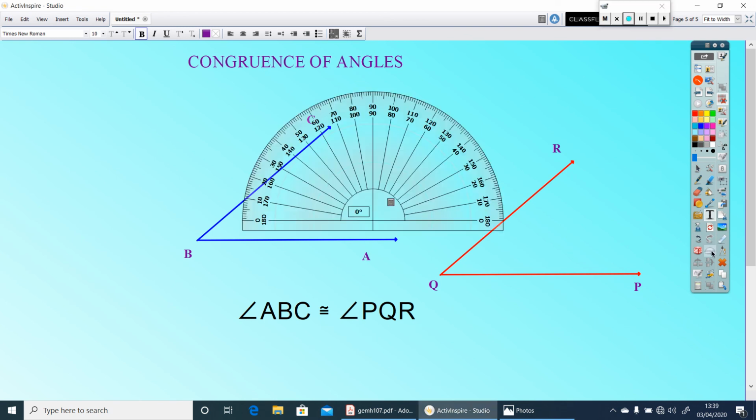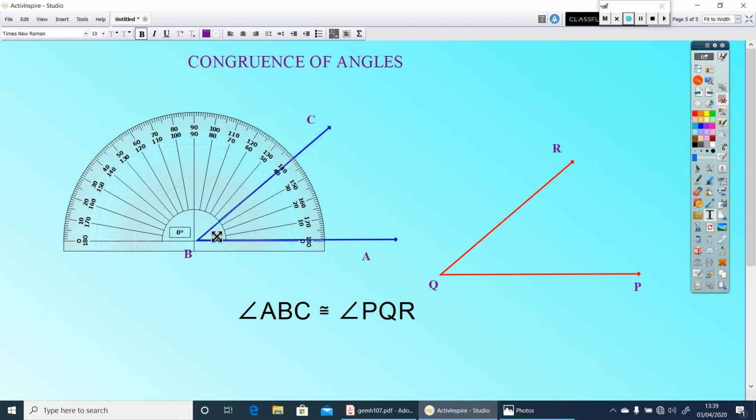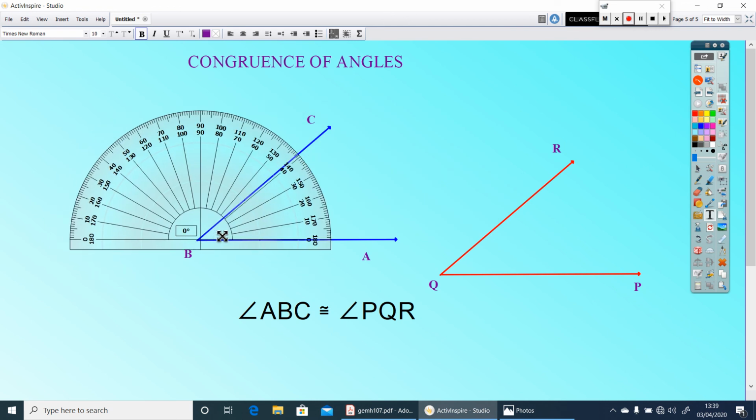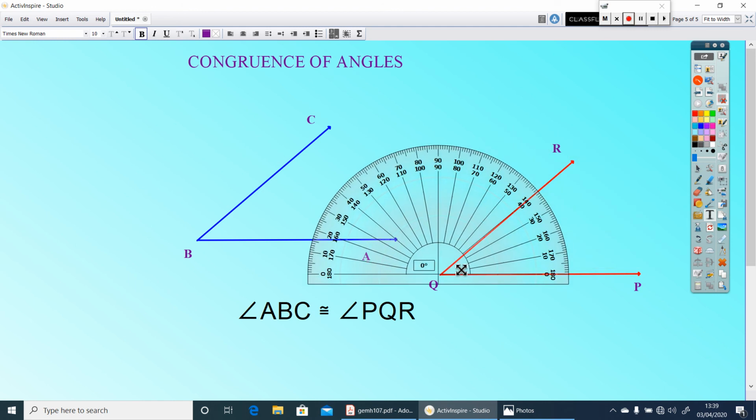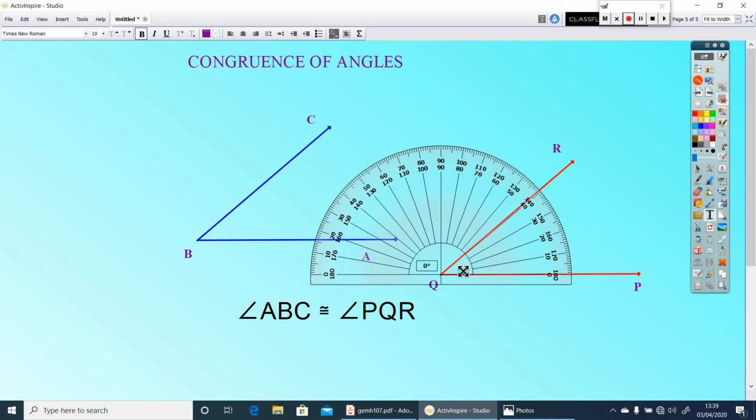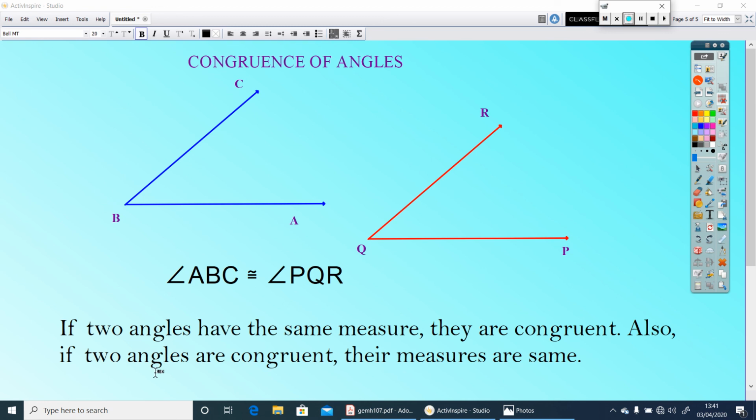Now let us see by using measurements here. Angle ABC is 41 degrees. Now if you measure angle PQR, that is also 41 degrees. This means that two angles are congruent if their measures are equal. So if two angles have the same measure, they are congruent. Also, if two angles are congruent, their measures are the same.